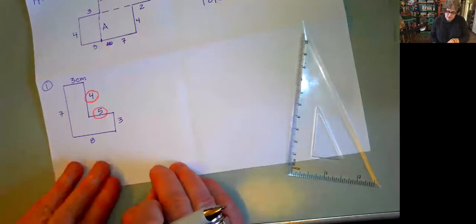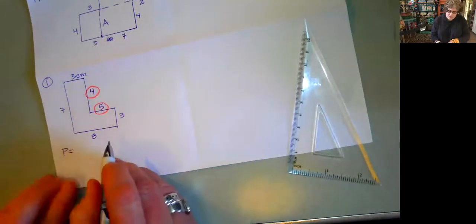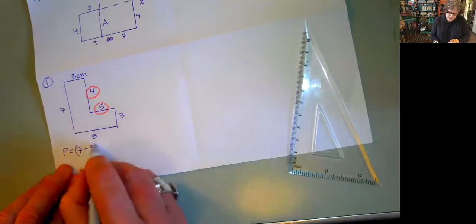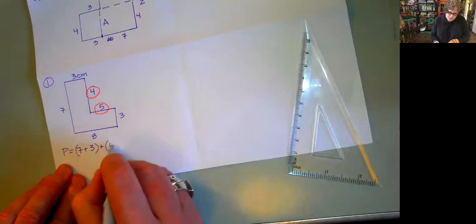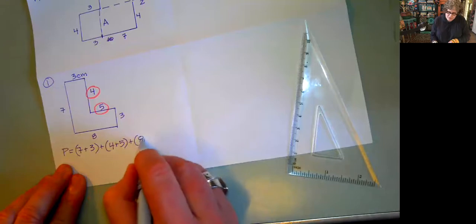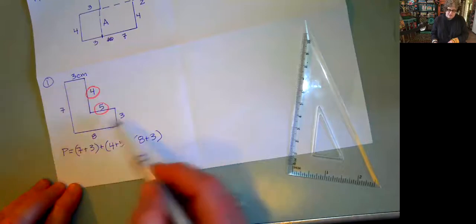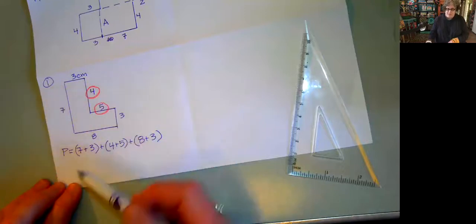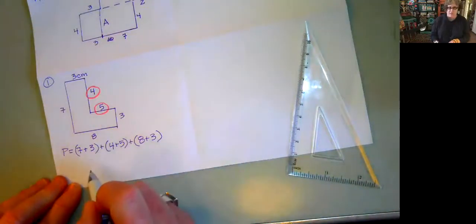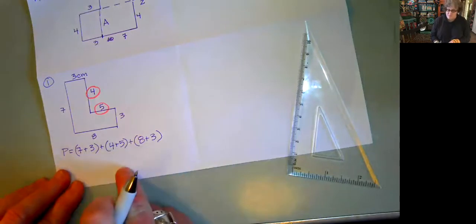Okay, so now to find the perimeter, I'm going to start here at 7. I'm going to add 3 and chunk it. I'm going to add 4 plus 5 and chunk it. And I'm going to add 8 plus 3 and chunk it. So I'm just adding each one of the sides. There's 6 sides together. Instead of making a big, huge stack of numbers, I like to do it in groups of 2 to make it faster, and I also get to work on my math facts when I do that.